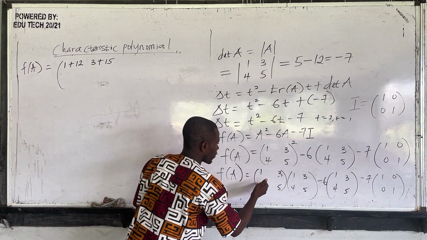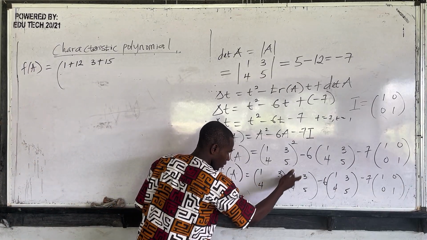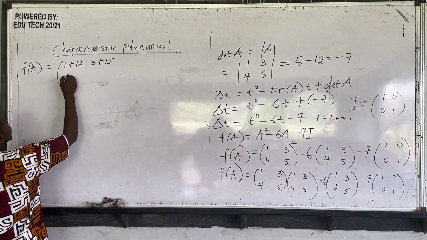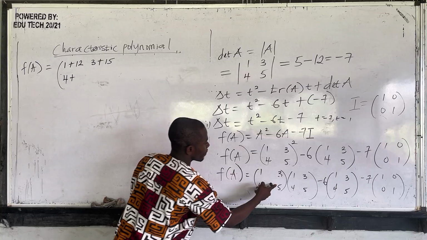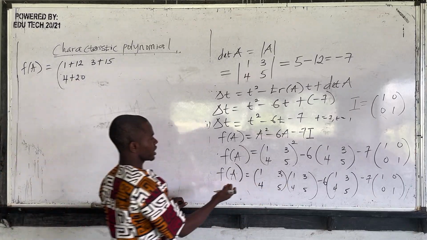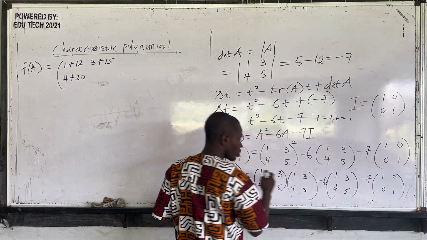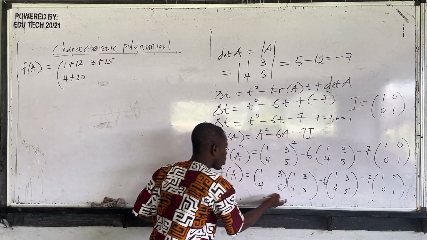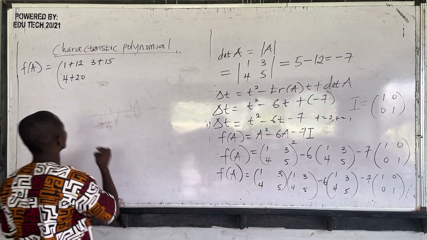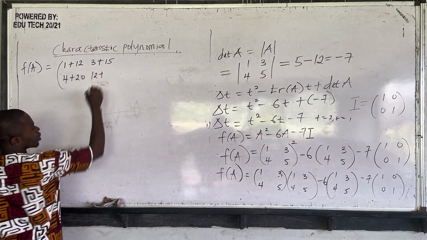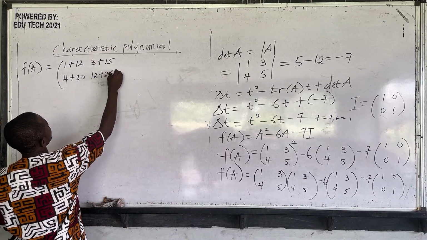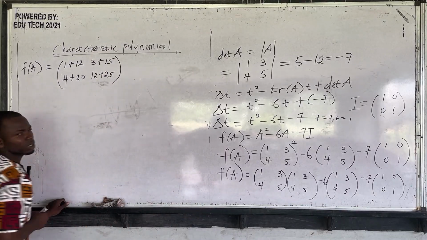I will now go to second row, first column. Second row, first column: 4 times 1 is 4. Plus 5 times 4, that's 20. That is second row, first column, as you can see. Now, second row, second column: 4 times 3 is 12. Plus 5 times 5, that's 25. Then we close it, as you can see.